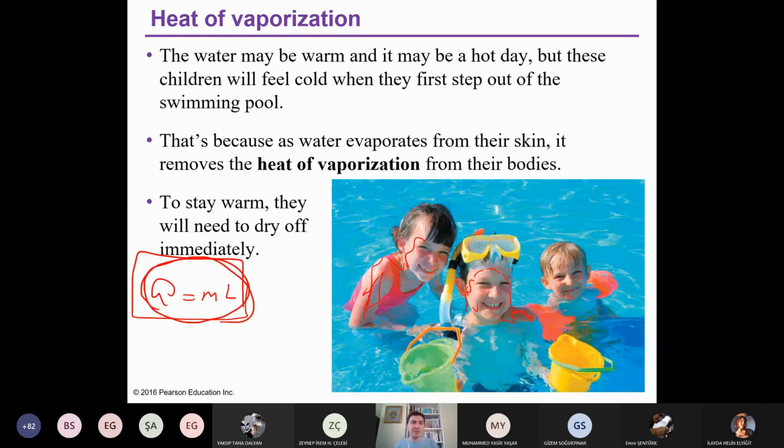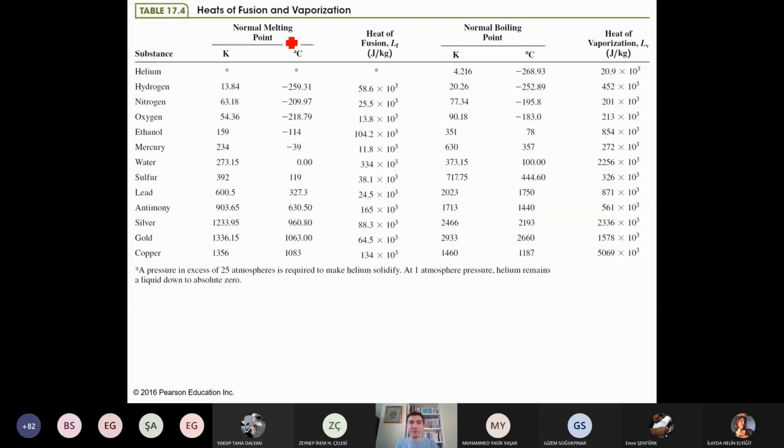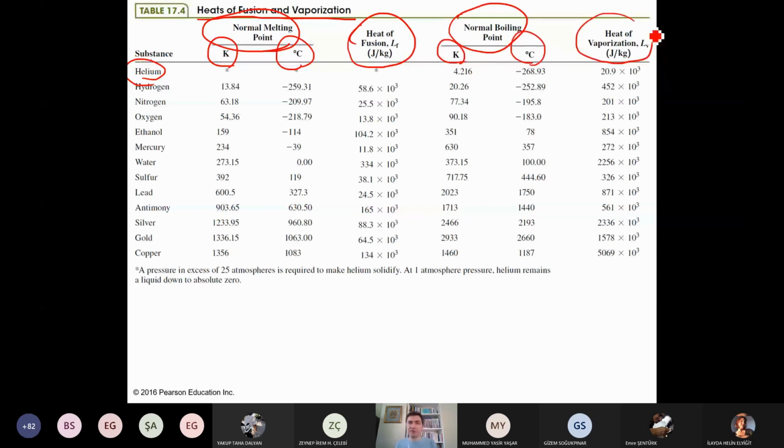So here we have heat of fusion and heat of vaporization for some materials. Here we have helium. This is the normal melting point in Kelvin and degrees Celsius on the left side. Here we have heat of fusion in joule per kilogram. And here we have the normal boiling point in Kelvin again and degrees Celsius. And here we have the heat of vaporization. Okay, this is the heat of fusion, this is the heat of vaporization, LV.